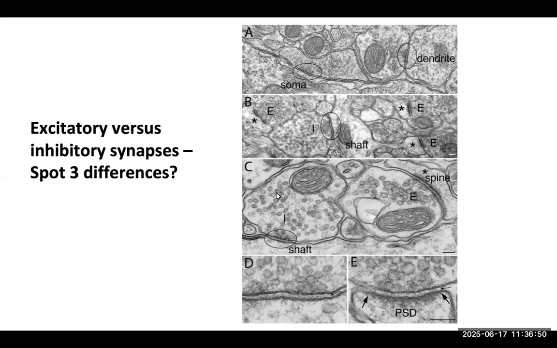Can you guys think of some differences? Let me see. So I is an inhibitory synapse and E is an excitatory synapse. Can you spot three main differences? It's darker. Okay, good. That's actually very true. The darker active zone is a characteristic of an excitatory synapse. Okay, what else? So that's one.